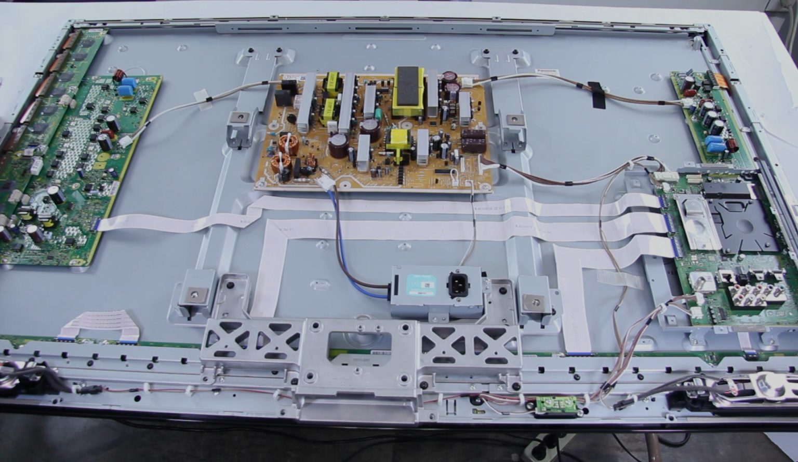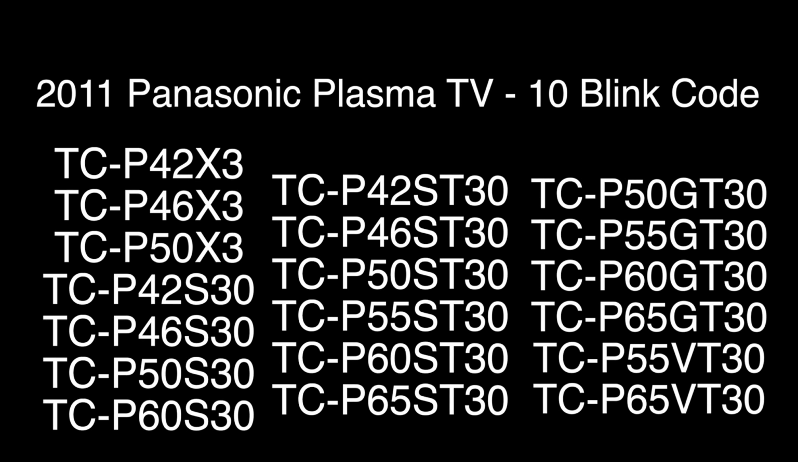In this video, we are going to be taking a look at the 10 blink code for Panasonic Plasma TVs that were made in 2011. Here are the model numbers on the screen that this blink code will apply to. Again, this is a 10 blink code for Panasonic Plasma models that were made in 2011. These following models.